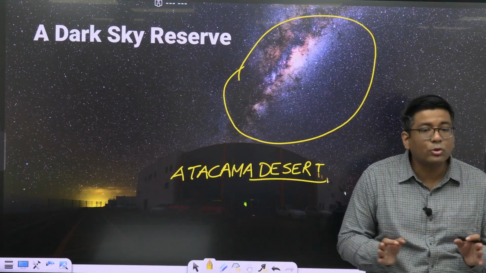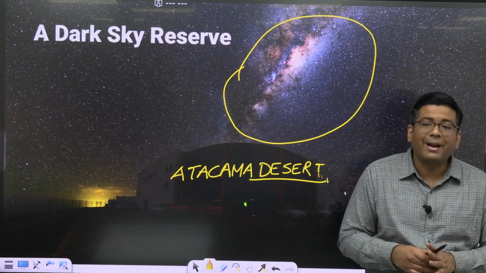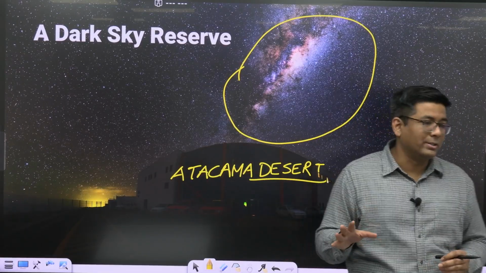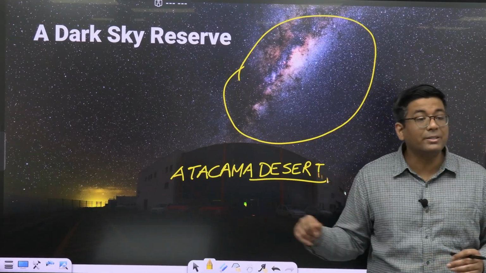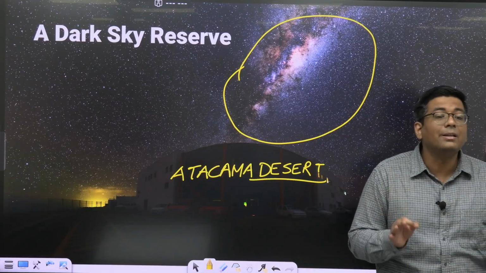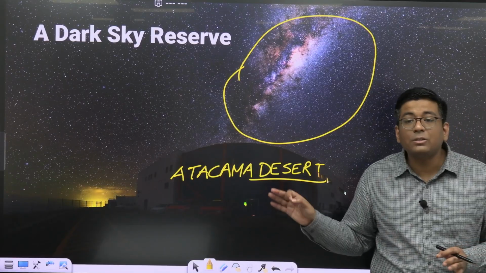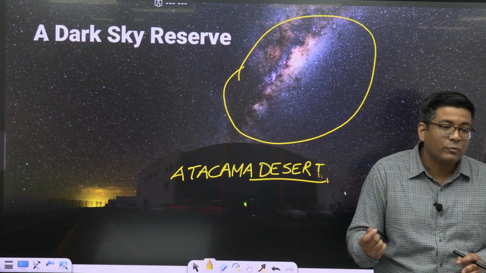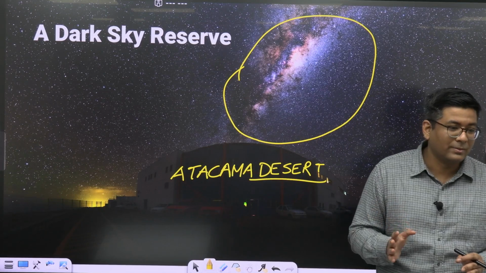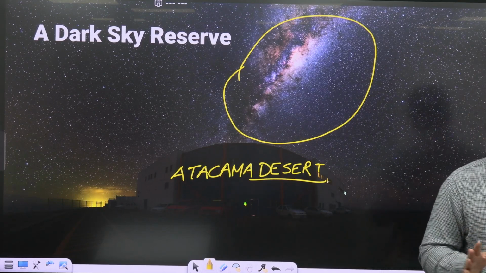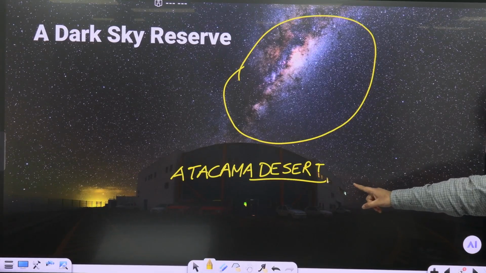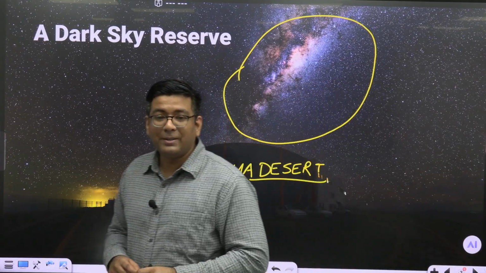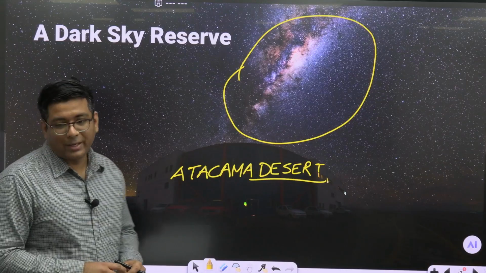So that is why most of the biggest observatories in the world are actually located in deserts. That could be a hot desert, that could be a cold desert. Just like when you talk about Atacama Desert, this is one of the driest deserts in the world, because many regions of this particular desert have not received a single drop of rainfall for the last 400 to 500 years. A single drop of rainfall. This is one of the driest places in the world. Okay, so this is basically a little bit about dark sky reserve.